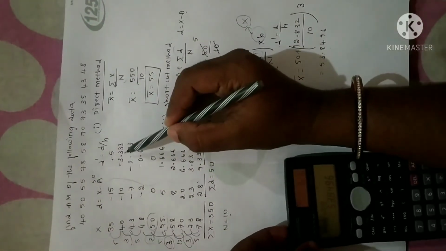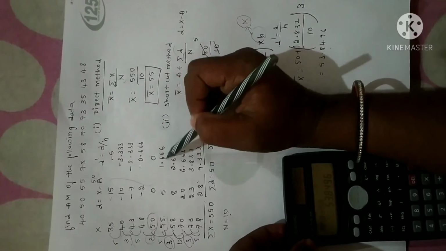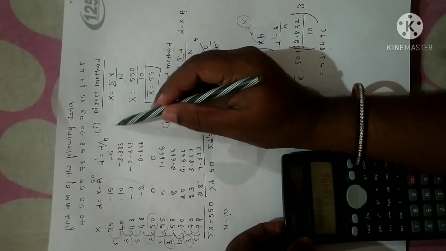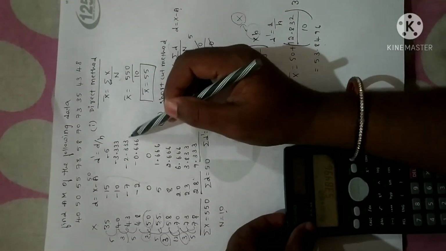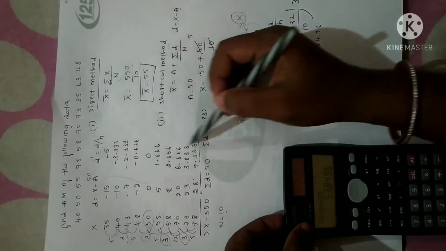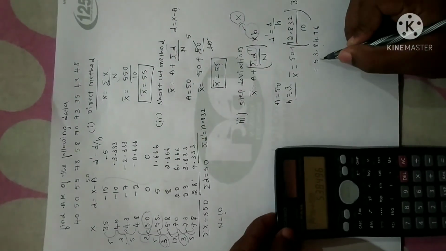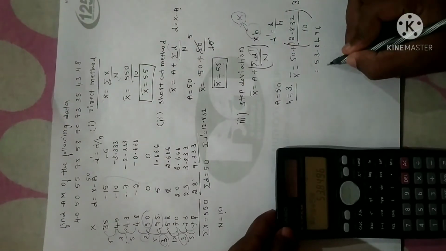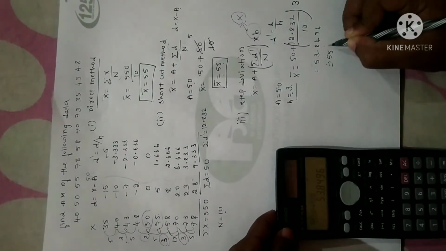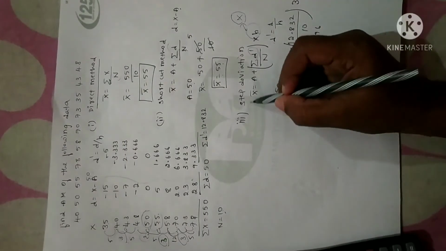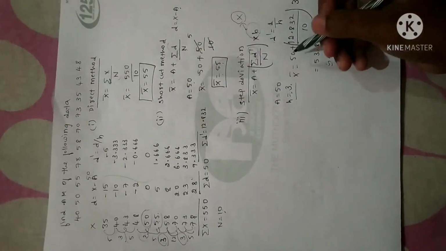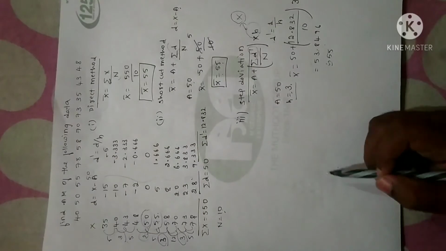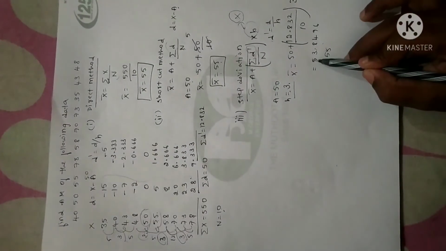But you can note that in both cases we should have obtained 55, but here there is a large difference. The reason is that after the decimal point we have taken only 3 digits. If you take more than 3 digits, you will get a more accurate result. If you take 4 to 5 digits, you will get an approximate value of 55. But here it is not the case. So that is the reason I have told you the step deviation method is not appropriate for ungrouped data. It will be useful for grouped data.